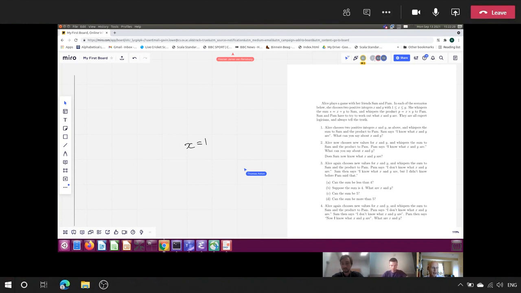Okay, part B. Suppose the sum is 4. What are x and y? So if the sum is 4, then that either gives x equals 1, y equals 3, or x equals 2, y equals 2. So Pam doesn't know what x and y are. However, in the case that x equals 1, y equals 3, then Pam knows that p equals 3. And in the other case, Pam has that p equals 4.